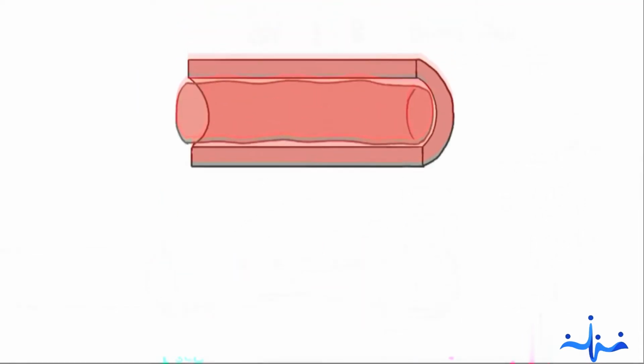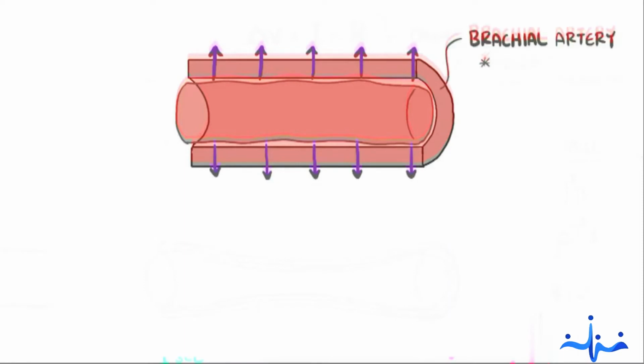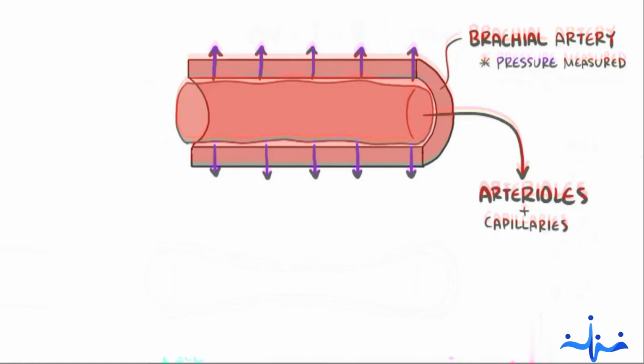Alright, but let's get back to pressure. Blood pressure is usually highest in a large artery like the brachial artery, which is where blood pressure is usually measured with the blood pressure cuff. And that's because at that point, that blood still needs to be able to push through all the smaller arterioles and capillaries, which means it's going to meet a lot of resistance.